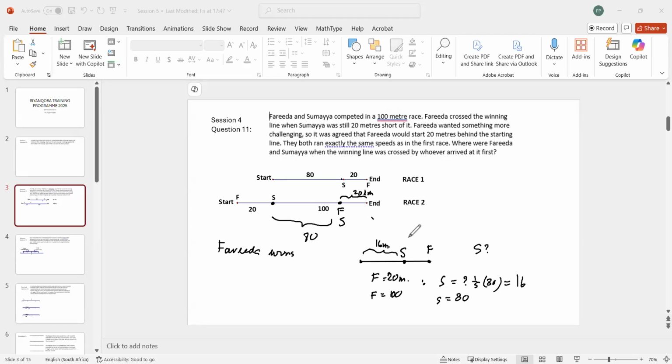So where were they? We have to describe it in terms of the finishing line. So she ran 16, so Sumaya was 4 meters from the finishing line. So the answer is Sumaya was 4 meters from the finishing line. And Farida was at the end. Farida wins, and Sumaya was 4 meters from the finishing line.